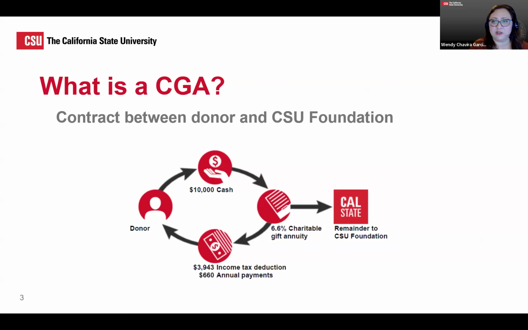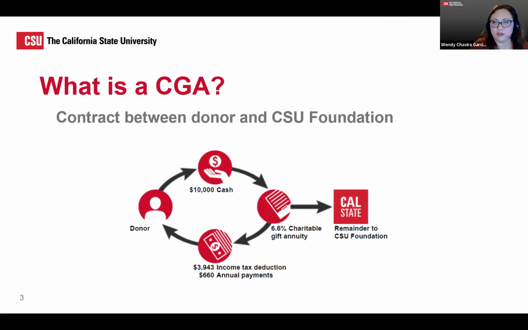Just a quick refresher for those that are not as familiar with what a charitable gift annuity is. It's a contract between a donor and the CSU Foundation. The donor makes an irrevocable gift and in return receives a fixed lifetime payment. When the annuity ends, the remaining funds, the residual, will go to the campus designated by the donor. This program offers income, tax benefits, and the satisfaction of supporting students and programs across the CSU.